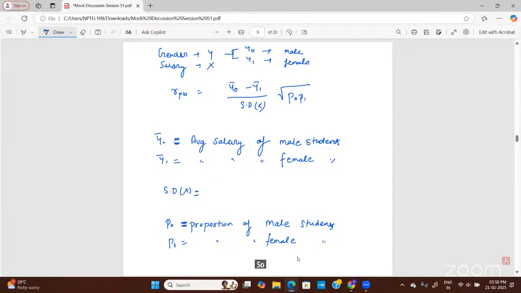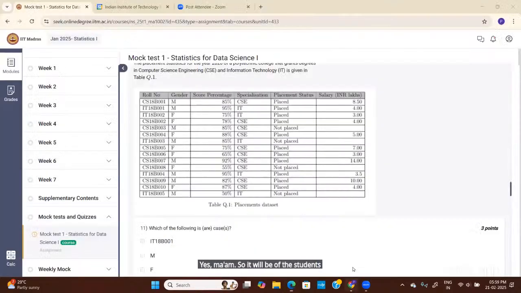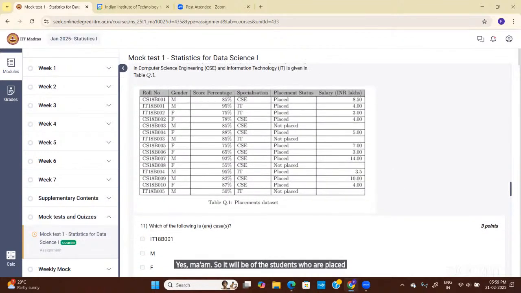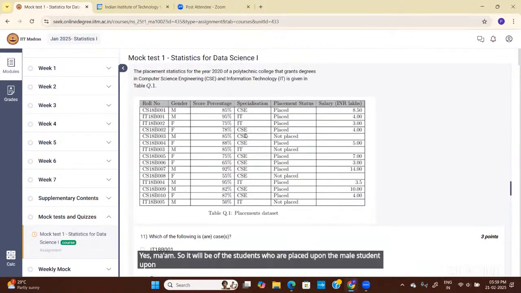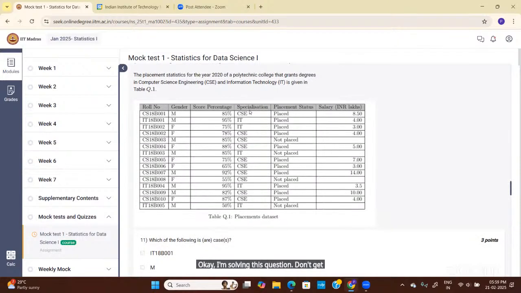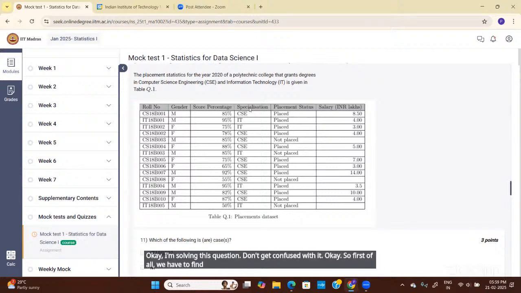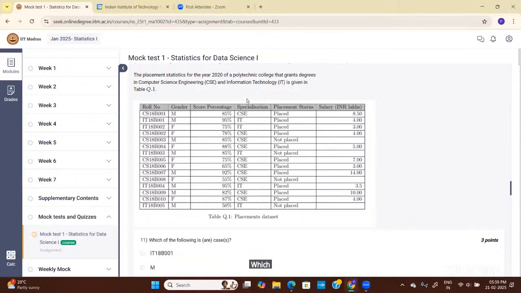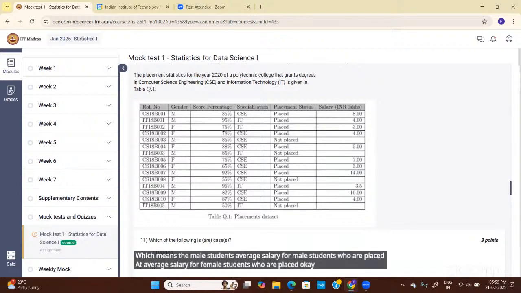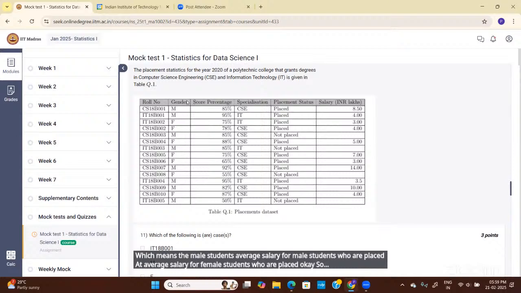So, ma'am, here when we take P0, the proportion of male students, it will be of the students who are placed. I'm solving this question, don't get confused with it. First of all, we have to find Y0 bar and Y1 bar, which means the average salary for male students who are placed, and the average salary for female students who are placed. So you can see how many students are male who are placed.